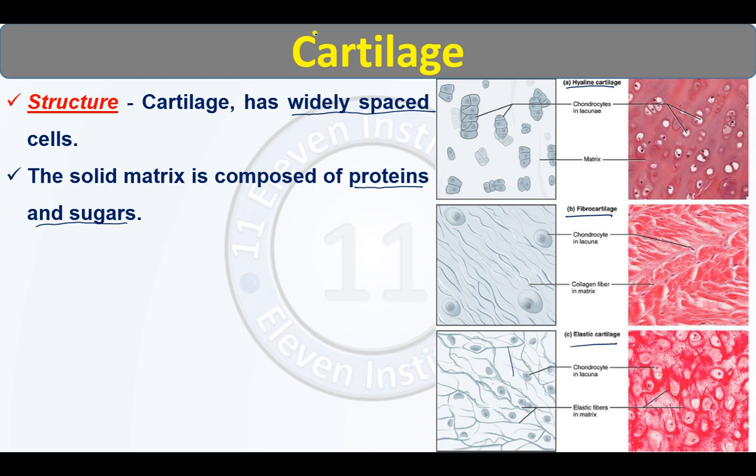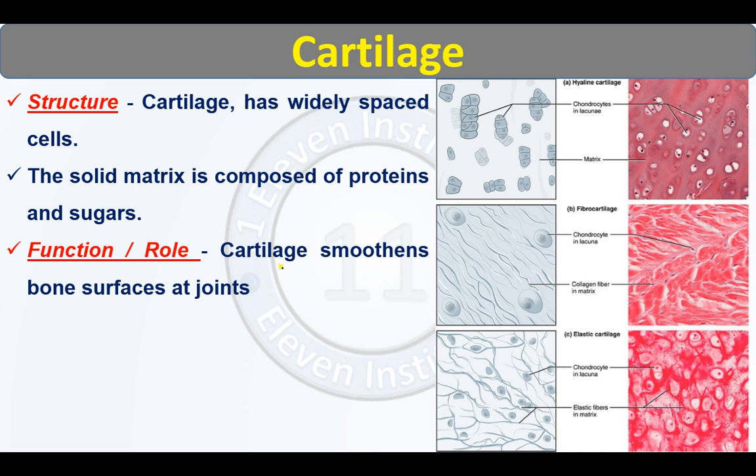Proteins and sugars. Now, if you compare that with bones, in bones the matrix was made up of calcium and phosphorus compounds. Calcium and phosphorus compounds. While in cartilage, the matrix is made up of proteins and sugars.